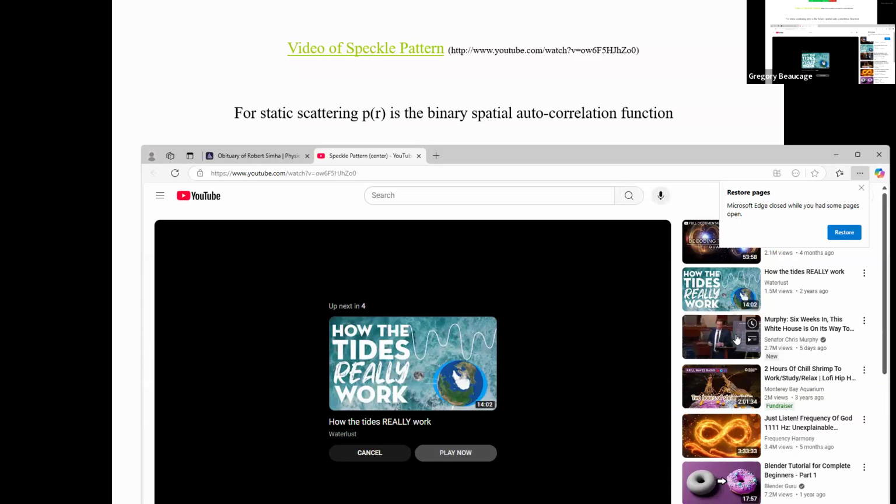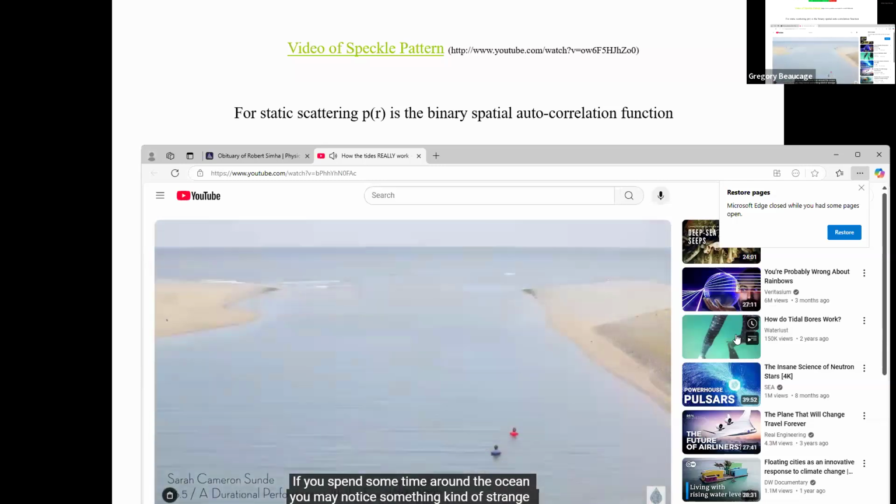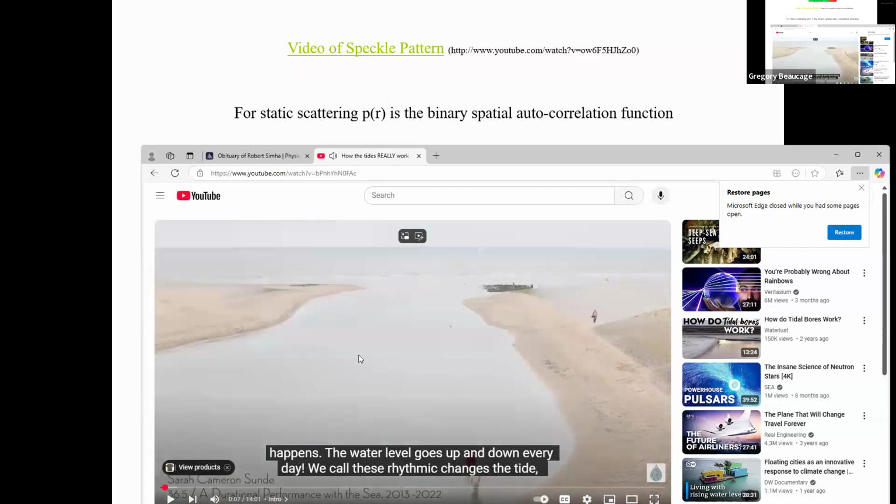Coherent means that you have the waves all in phase with each other. If you spend some time around the ocean, you may notice something kind of strange happens with the water level. That looks interesting, but anyway, this is coherent. And monochromatic means you have one lambda in it. And collimated means that it's going in a straight line. In other words, divergent goes like that, focused goes like this, and collimated goes like that.